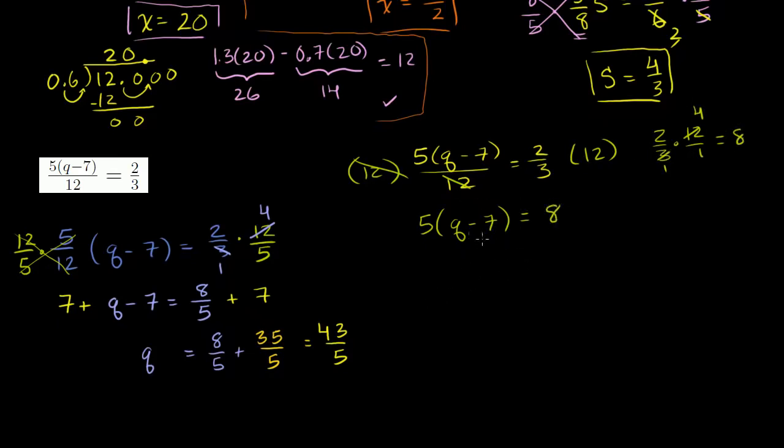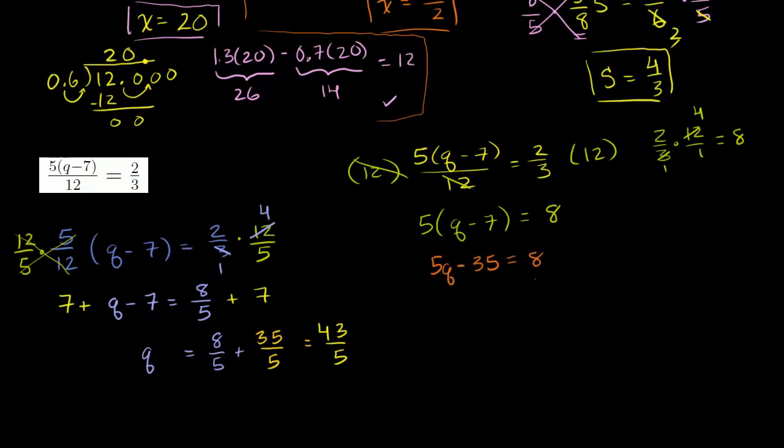And then instead of dividing both sides by 5, which would get us something pretty close to what we were doing over here, let me distribute this 5. I just want to show you can do it multiple legitimate ways. So 5 times q is 5q. 5 times negative 7 is negative 35 is equal to 8. 5q minus 35 is equal to 8.